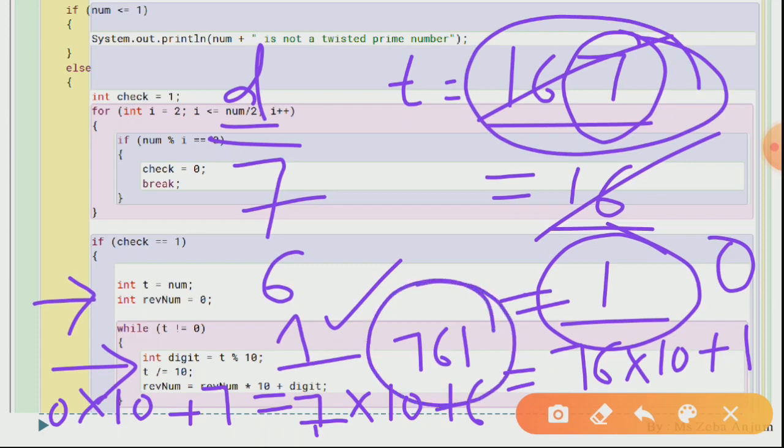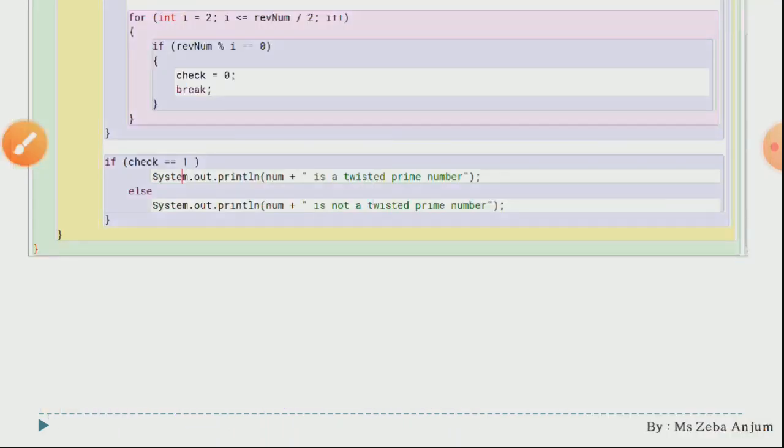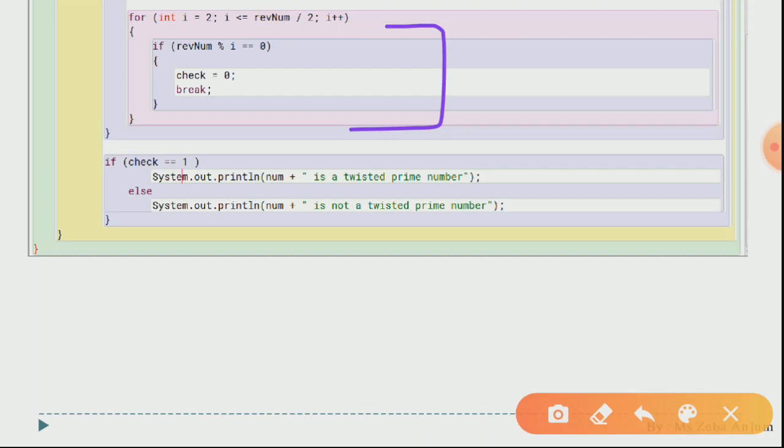Now we will check whether this 761 is a prime number or not. Over here, again we have applied our for loop for checking whether our reverse number is a prime number or not. The working is exactly the same as we have checked in our original number. Now after everything is done, this if condition will be checked.